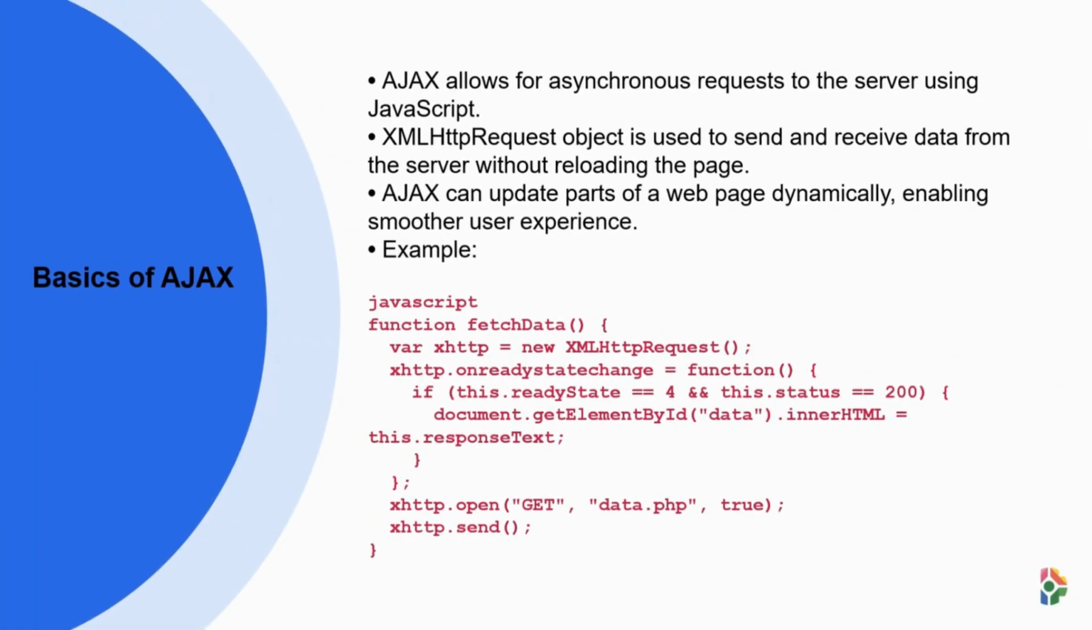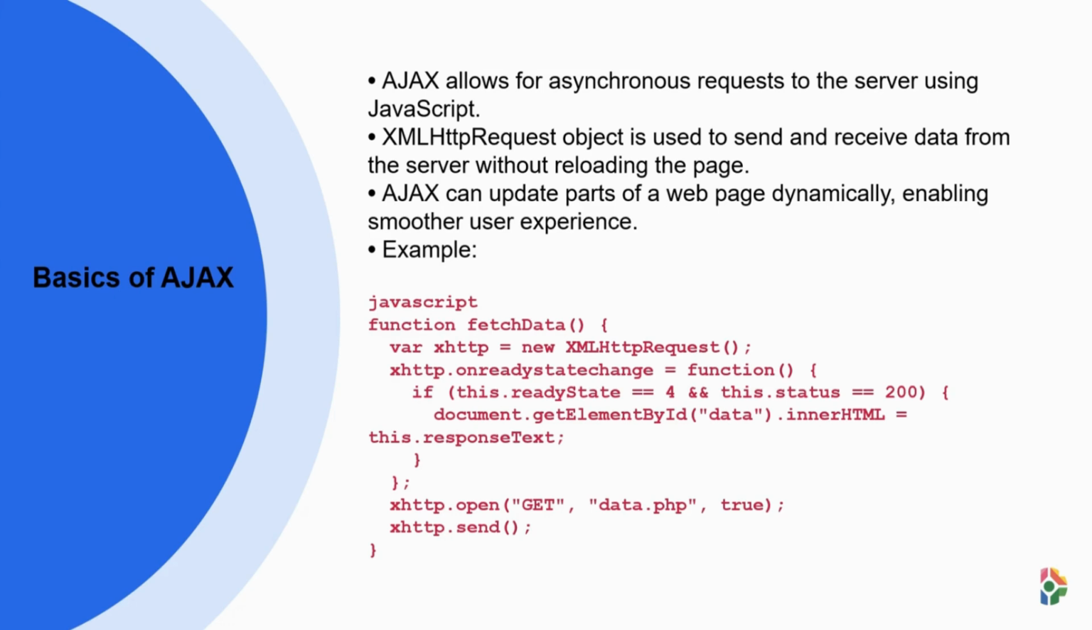AJAX, or asynchronous JavaScript and XML, is a web development technique for creating more dynamic web pages. It allows for sending and receiving data from the server without needing to reload the entire web page. This is achieved through the use of the XMLHttpRequest object in JavaScript. For example, consider a scenario where a user on an e-commerce website wants to add an item to their shopping cart without refreshing the whole page. Using AJAX, the website can send a request to the server to add the item, receive a response with the updated cart information, and then dynamically update the cart section on the page without requiring a full reload.